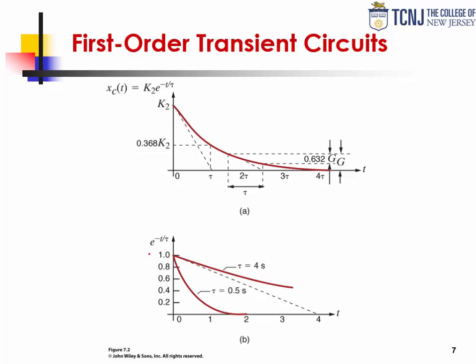Also, here we can see two values for tau. If tau is 4 seconds, then the decay is going to be much slower than if we had a smaller value of tau, such as this one, where tau is half a second.